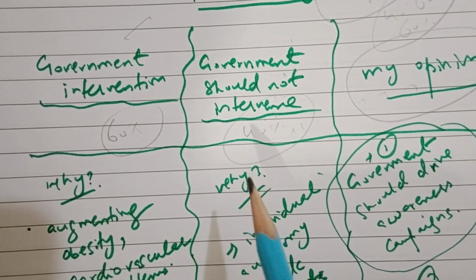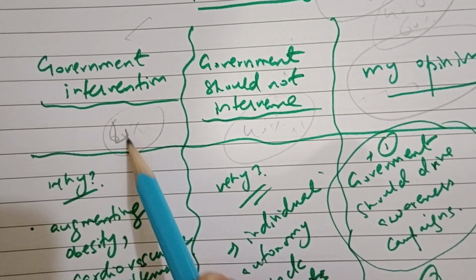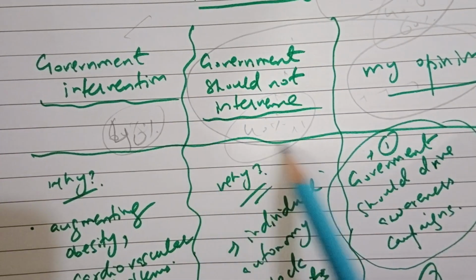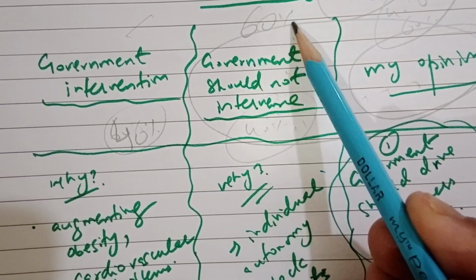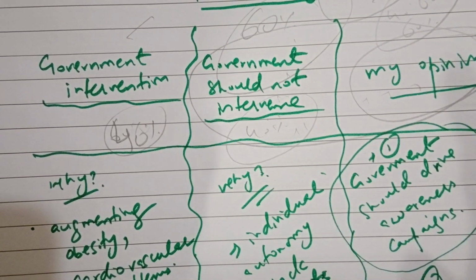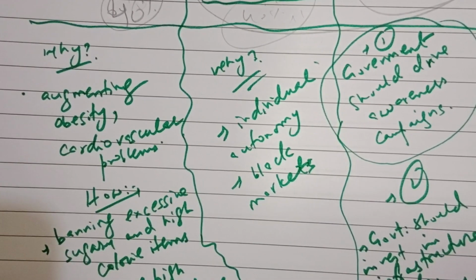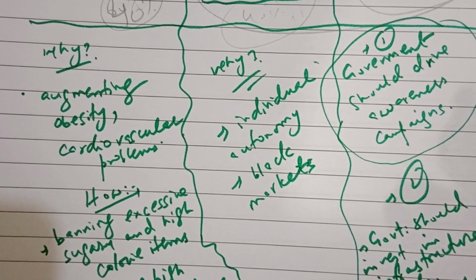So logically this is 40% and these are 60% arguments. So this is how brainstorming is done. Now what you can do, you can merely put them in the format of an essay.